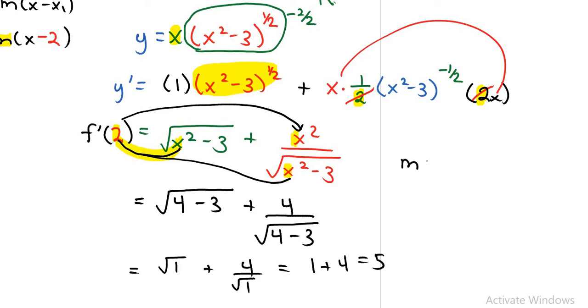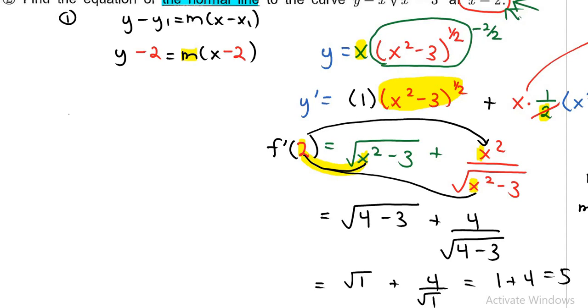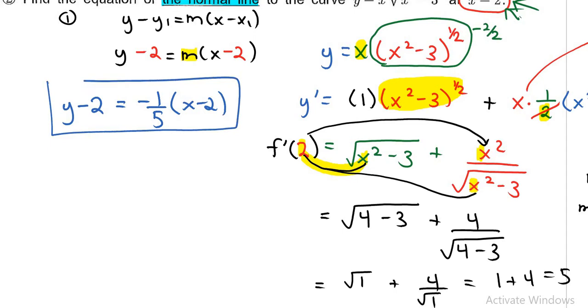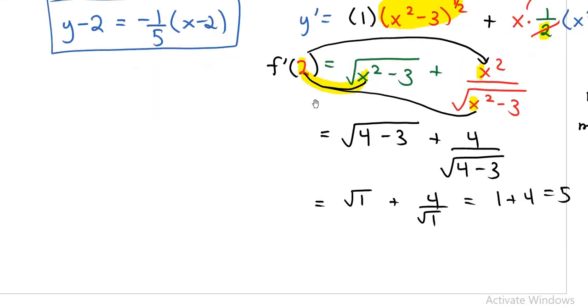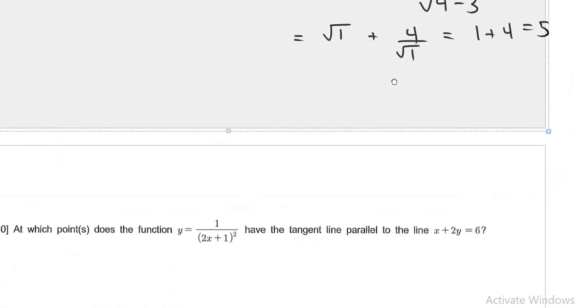So my slope value equals 5, but the slope that's normal to the line is going to be negative 1 over 5. Okay. All right, so with that, I can go back and update my tangent line here. So my tangent line answer would be y minus 2 equals negative 1 over 5 times x minus 2. That is my final answer for that problem. Okay, let's move on to the next one here.